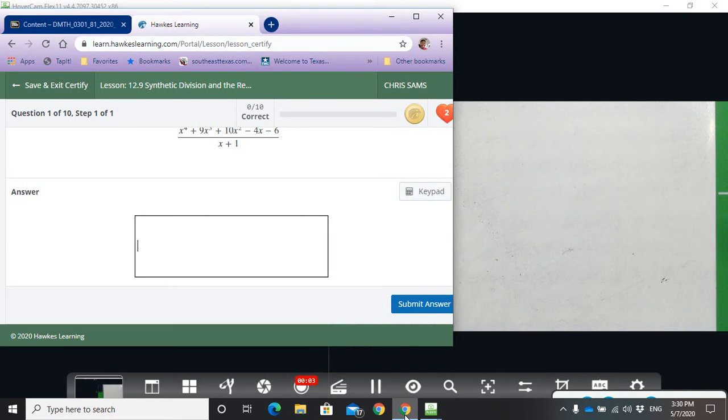Okay, so in 12.8, when we were dividing polynomials, I talked a little bit about synthetic. So let's talk about it more here. The problem that we have is cut off.